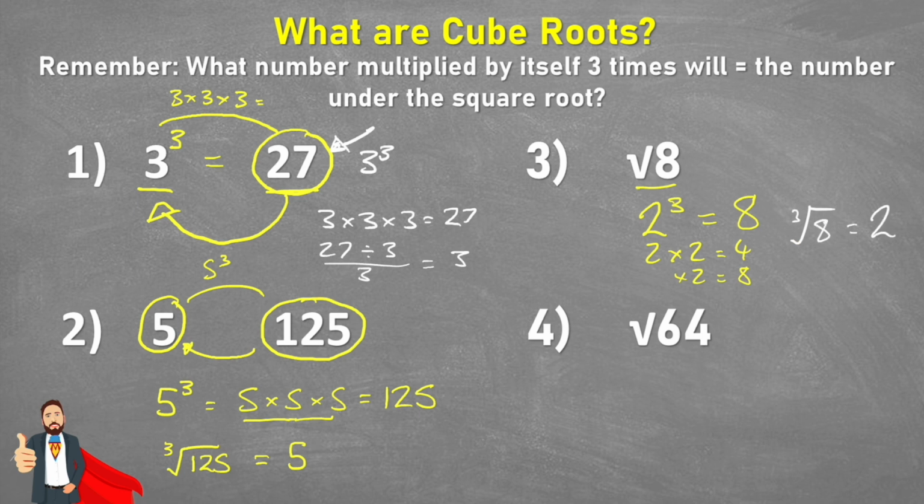Moving to our last question, 64. What is the cube root of 64? What number, when multiplied by itself 3 times, equals 64? Well, I can see that it's 4, because 4 cubed equals 64. 4 times 4 times 4 equals 64, because 4 times 4 is 16, times 4 is 64. So the cube root of 64 equals 4.